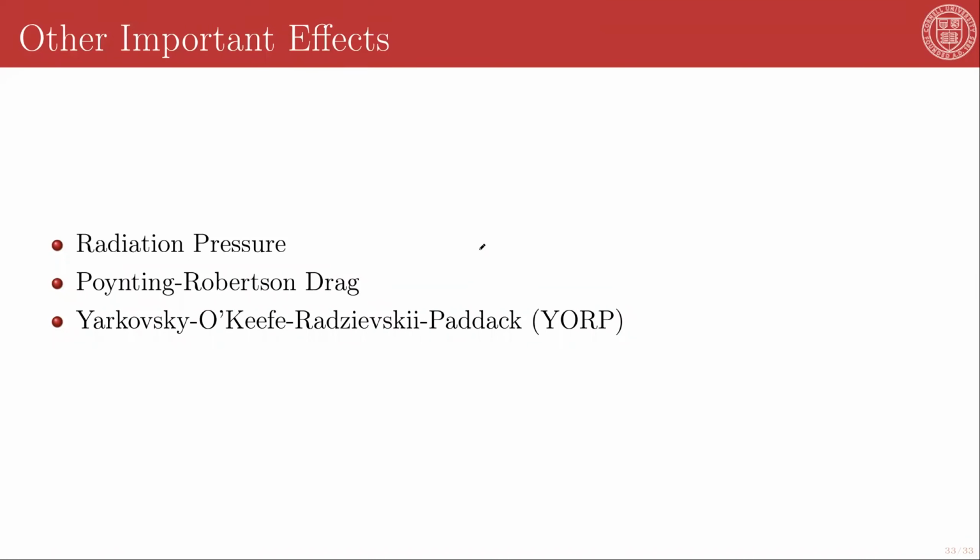To finish up, just a few more important effects, but these are all at much, much smaller magnitudes and really apply when you're operating away from near planetary orbits. So these are mostly for natural bodies in the solar system and for spacecraft in interplanetary space. We have radiation pressure, Poynting-Robertson drag, and the Yarkovsky-O'Keefe-Rejevsky-Paddock, or YORP effect. Radiation pressure is the acceleration generated by the interaction between mass and electromagnetic fields.